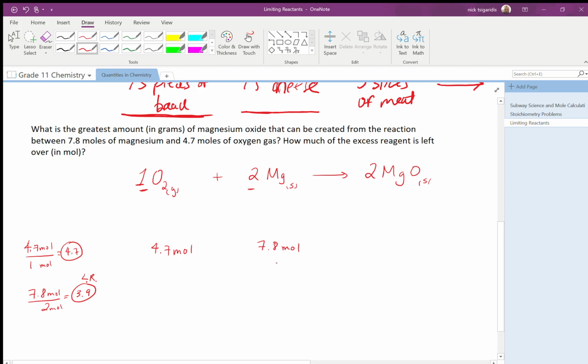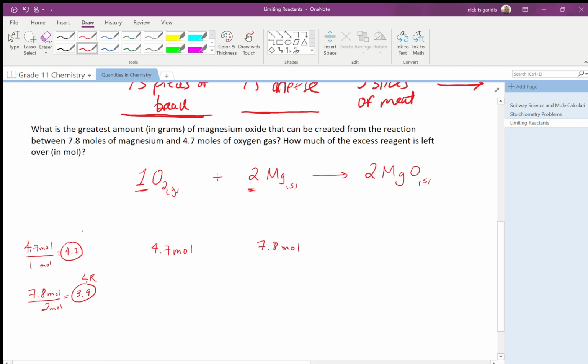And if you recall, I just said to you that the magnesium is consumed at a faster rate. There are 2 magnesiums consumed for every 1 oxygen. And so I have to determine basically number of atoms for number of atoms, or number of molecules for number of molecules, which one will be consumed the fastest. So in this particular case, my magnesium is going to run out first.